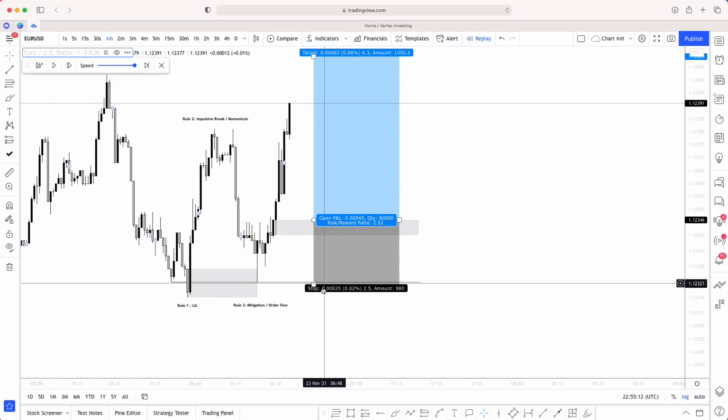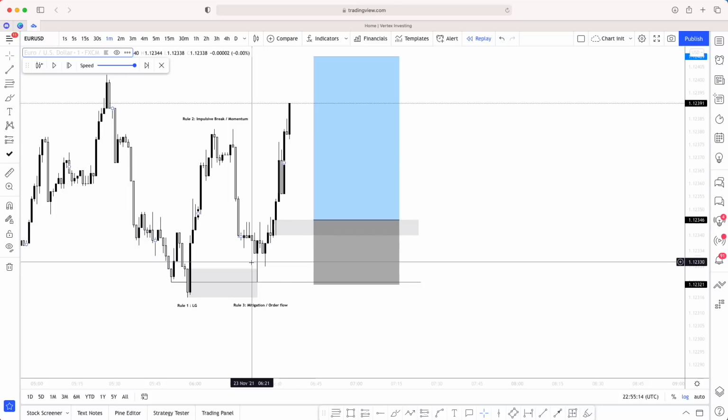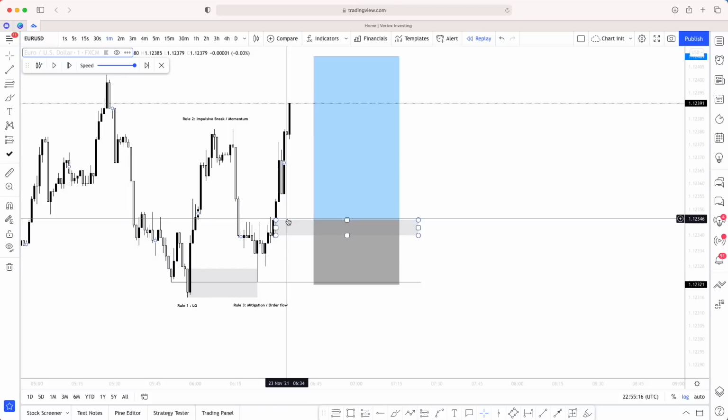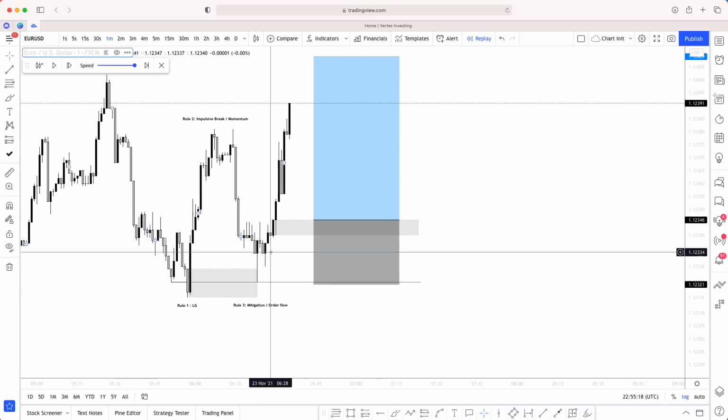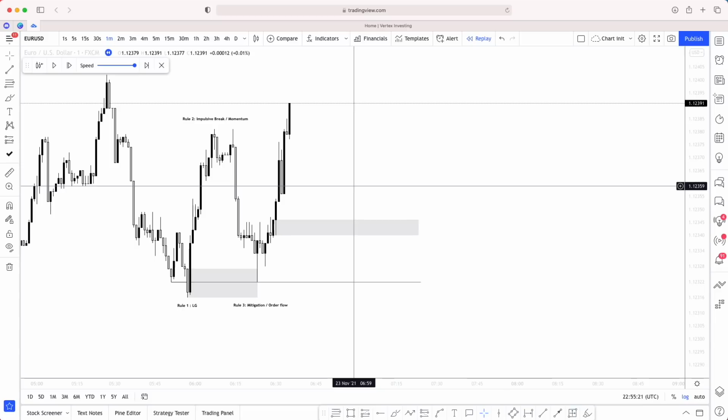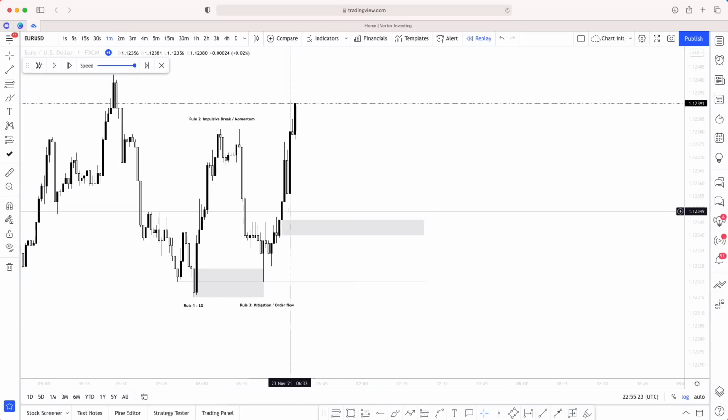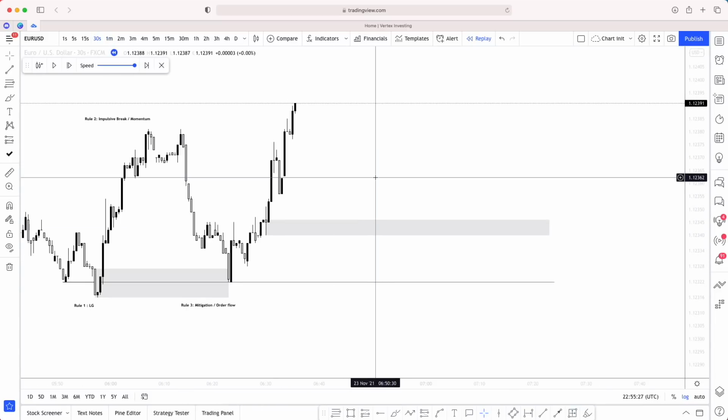But my stop loss needs to be secure because there still could be valid POIs within here to trade from, okay? But it's not clear on this time frame. What you can also do, if it's not clear, is refine it even further. Go to a lower time frame. So let's go 30 second.